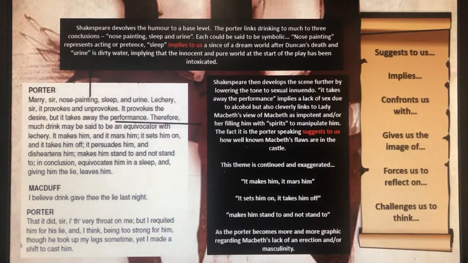Shakespeare then develops the scene further by lowering the tone to sexual innuendo. "It takes away the performance" implies a lack of sex drive due to alcohol, but also cleverly links to Lady Macbeth's view of Macbeth as impotent and/or filling him with spirits to manipulate him. The fact that it is the porter speaking suggests to us how well known Macbeth's flaws are in the castle. The theme is continued and exaggerated. "It makes him, it mars him, it sets him on and takes him off, makes him stand to and not stand to." As the porter becomes more and more graphic regarding Macbeth's lack of erection and/or masculinity.